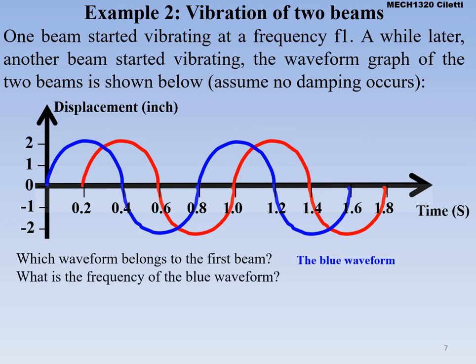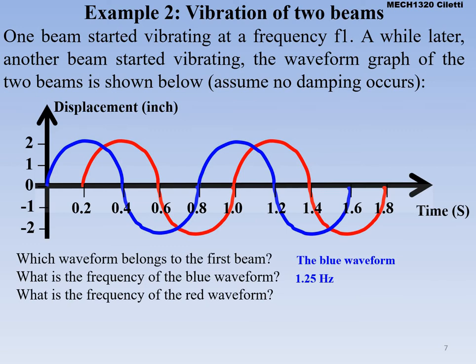So what's the frequency of the blue wave? Why don't you pause the video and see if you can figure that piece out. Remember, we're basing it on 1 cycle here. If we take a look at 1 cycle of the blue wave, 1 cycle lasts 0.8 seconds. So we have to take 1 divided by 0.8, and we get 1.25 hertz. Make sure that you're going along and that you get that calculation.